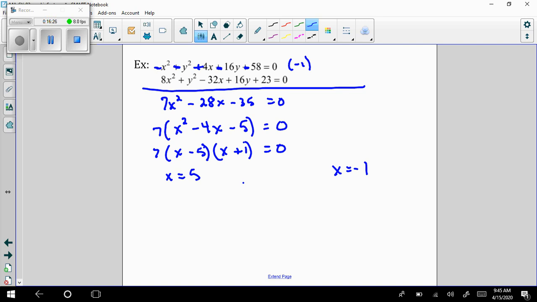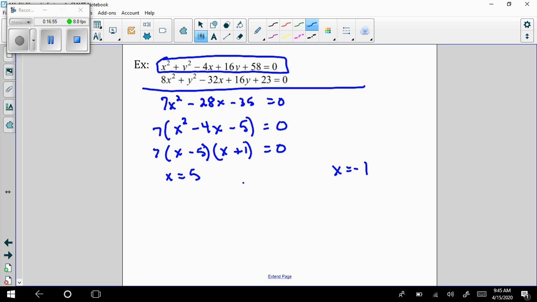Okay, so I need to solve for the y values now. So I'm going to erase this where I covered over that problem. So now I need to determine which equation I am going to plug into, and keep in mind you're plugging in for x. So I'm going to choose this one, because then I don't have to deal with the 8 in front of x squared. This makes it a little bit simpler.